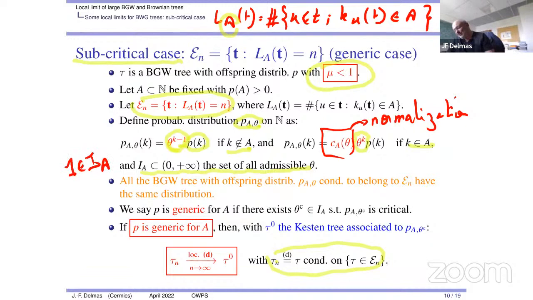And what happens? The interesting result is that all the Bienaymé-Galton-Watson trees with this distribution here, conditionally on this event E_n, have the same distribution. So this is an interesting result. And then we have two cases. Either there is a parameter θ for which the distribution P_{A,θ} is critical, or this is not the case. In the first case, we say that P is generic for the set A. In this case, we have the limit here where τ_0 is a Kesten tree associated to this critical distribution.